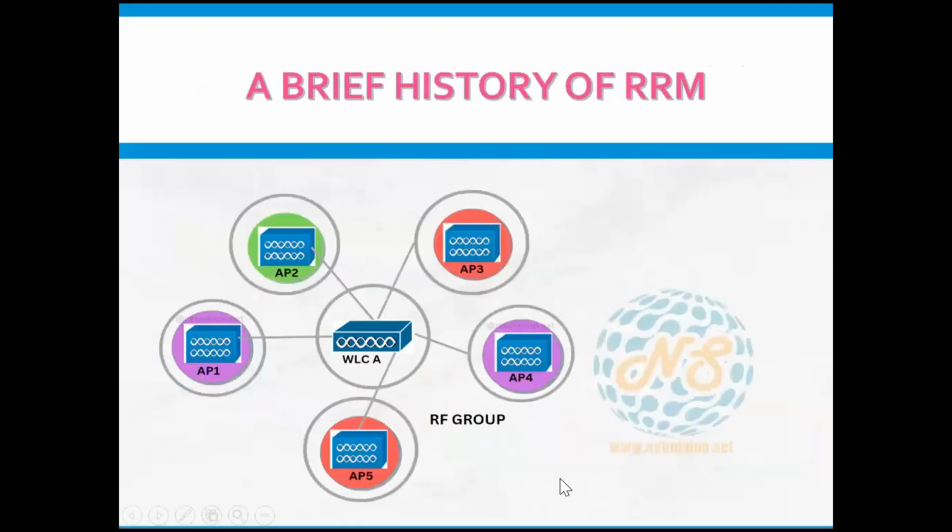Now, what is the use of the WLC? You will be able to understand by understanding RRM. Have you heard about this RRM feature in the WLC? RRM means radio resource management.